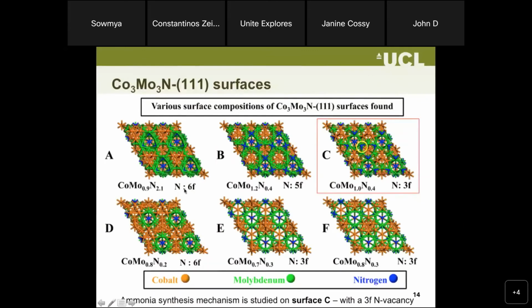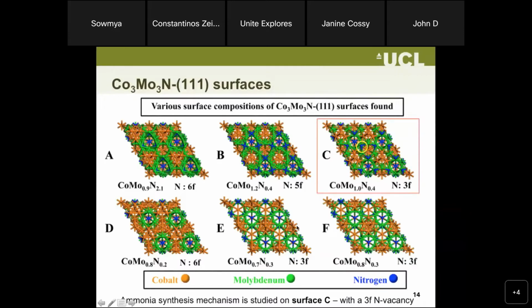And these are the surface terminations that we had. There are some surface terminations that did not have any nitrogen on them. For example, in this A and D surface, the nitrogen is subsurface. There are some surfaces that have 5-fold nitrogen, which is a nitrogen that has 5 bonds to the surface. And there are surfaces like C here, which has nitrogen forming 3 bonds with the surface.